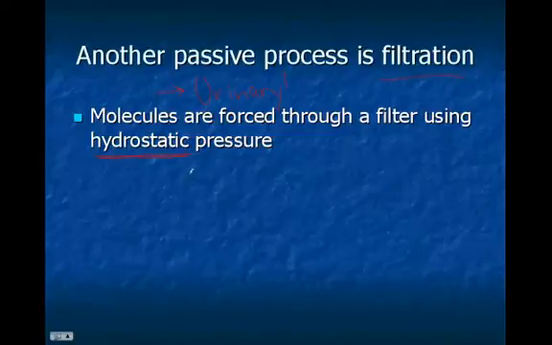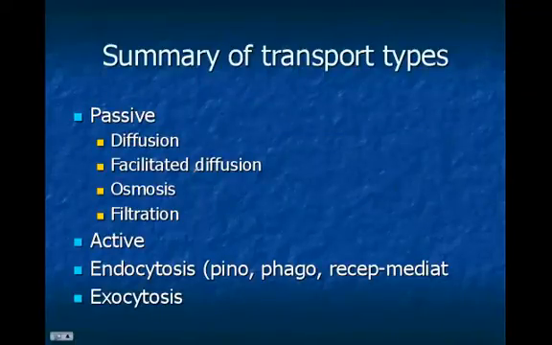This is a process called filtration. And you're going to see we're going to use this again in the kidneys when we talk about the urinary system. And that's a passive process. It doesn't require ATP. So again, this is just kind of a summary of all of the different processes.